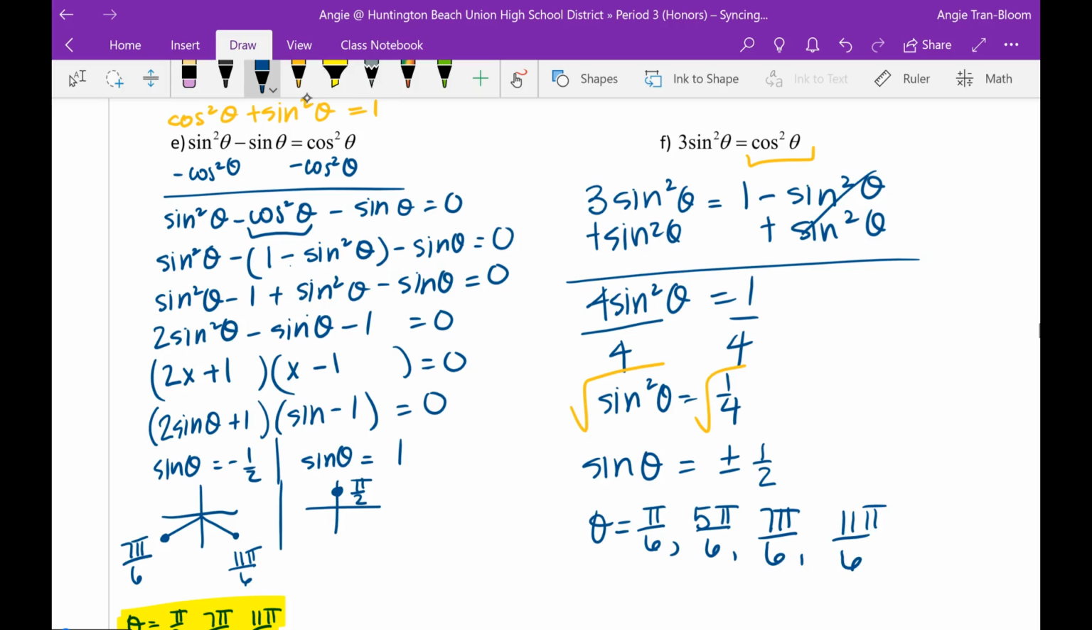So write yourself a note. Dear self, when I take a square root, I need to be mindful of plus and minus. For the last one, can you go over again why you don't add the period that you did for the other? Because what's the number in front of theta? 1. So 2 pi divided by 1 is maintained at 2 pi.